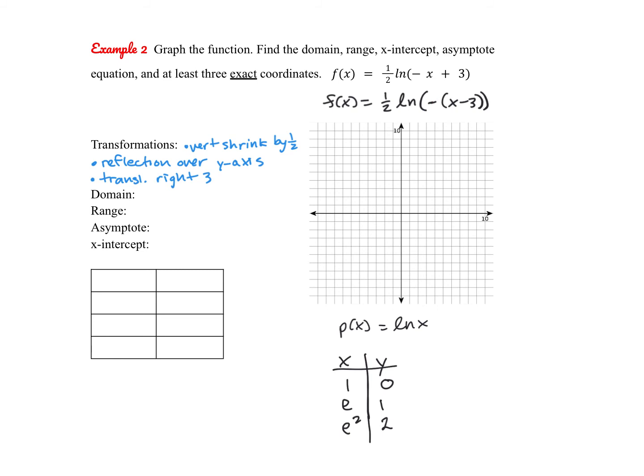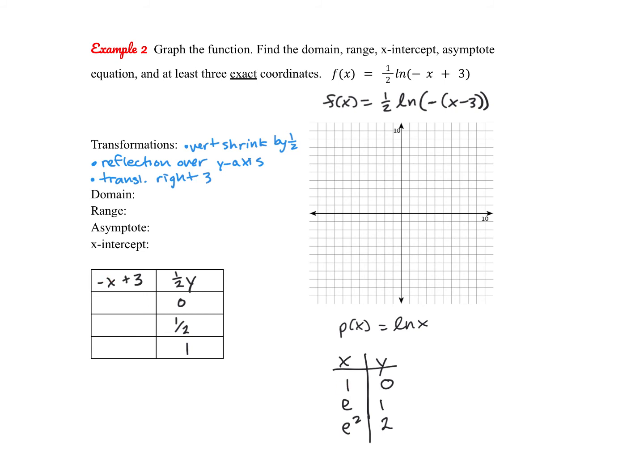So there are 2 horizontal transformations. So we'll do negative x. And then if I want my graph to go to the right 3, I'm going to add 3 to the x coordinates. And then I'm going to multiply all my y values by 1/2. So I could do that first, like this. And then the way I'll write this, well, for this one, we can just use our numbers.